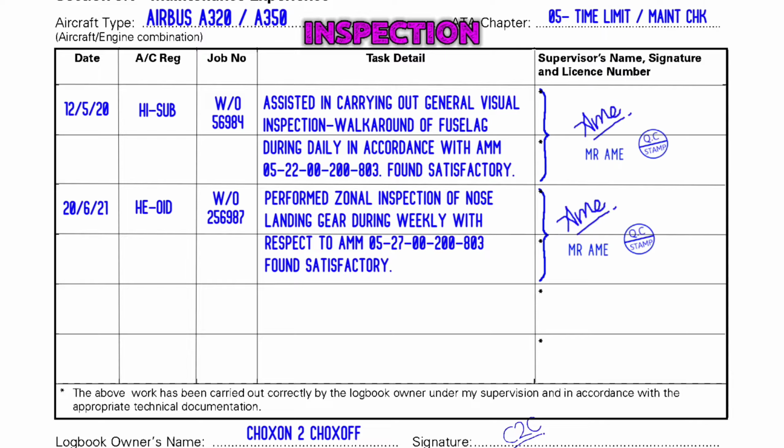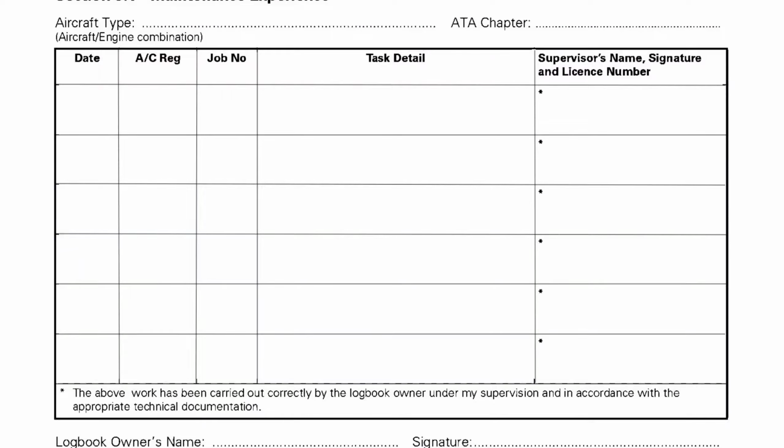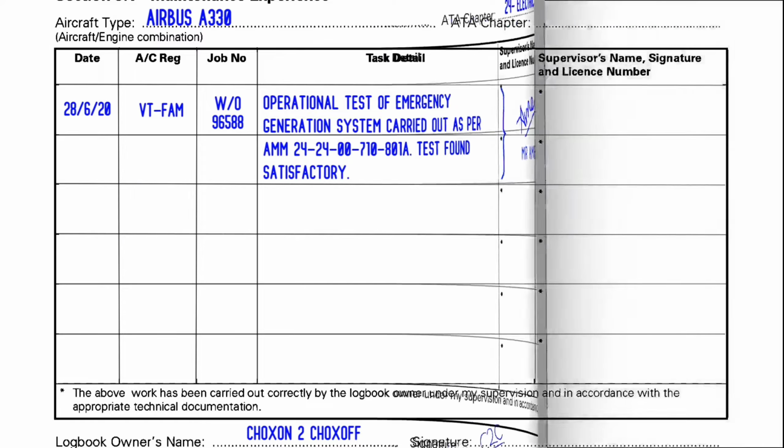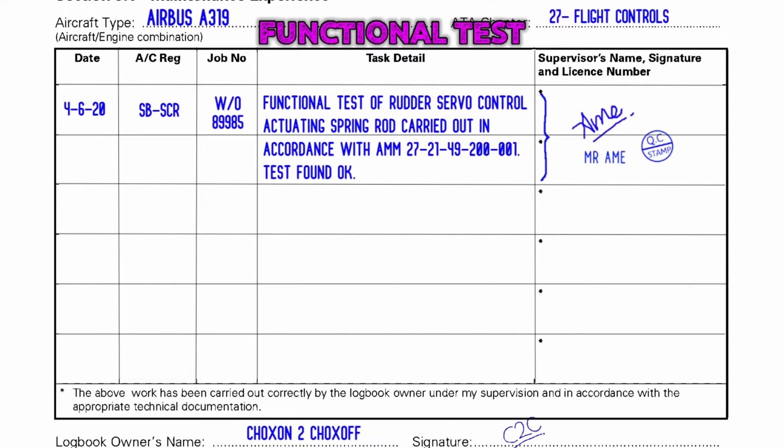Example for inspection. Here I have given two different examples which were done in daily and weekly. Both come under chapter 5. Operational test example of emergency generation system. You will also write the result of the test. Example for functional test.